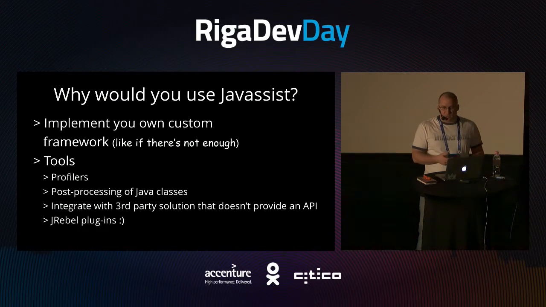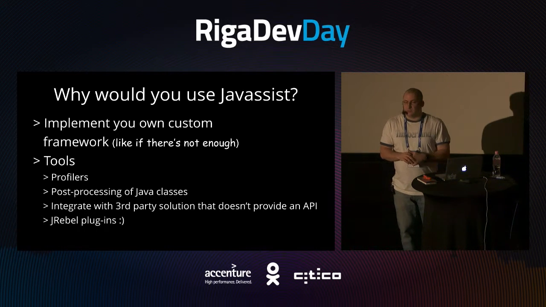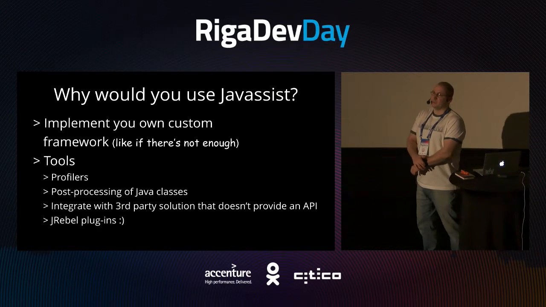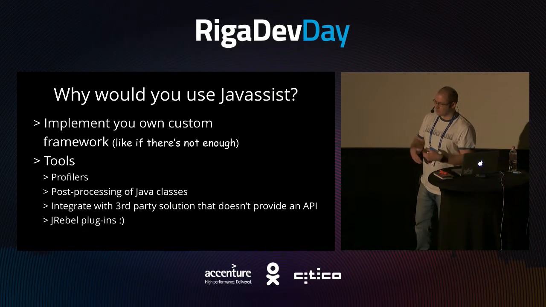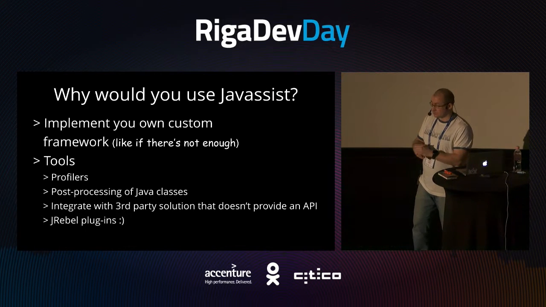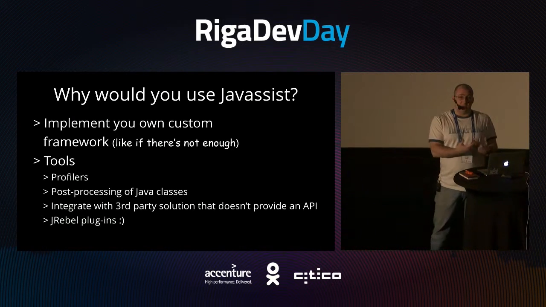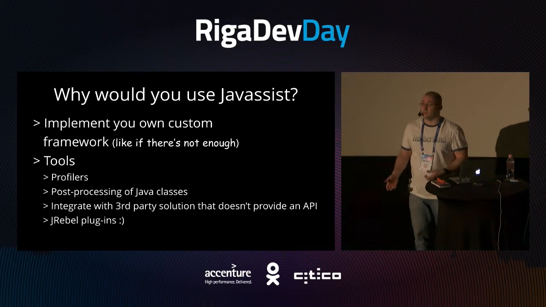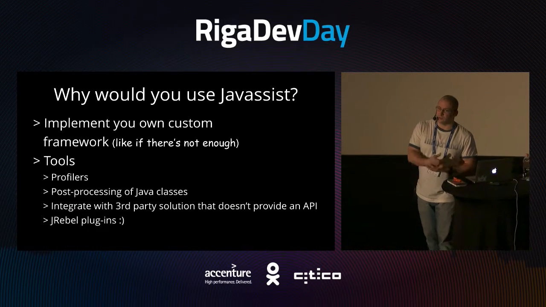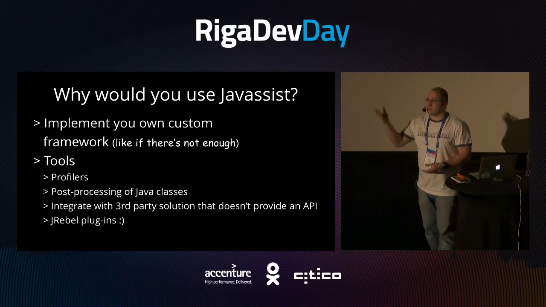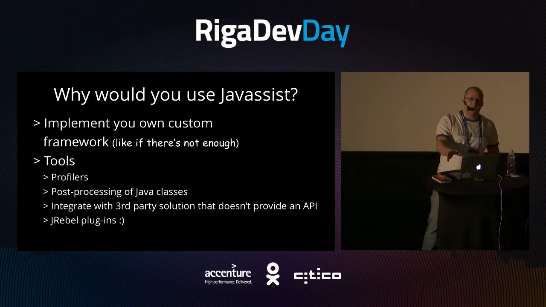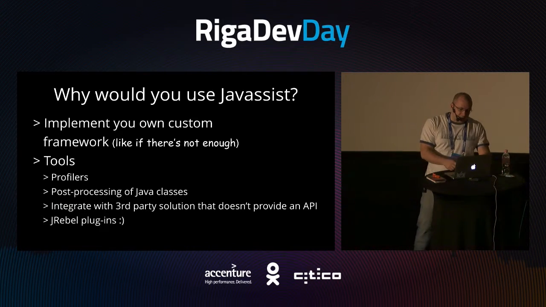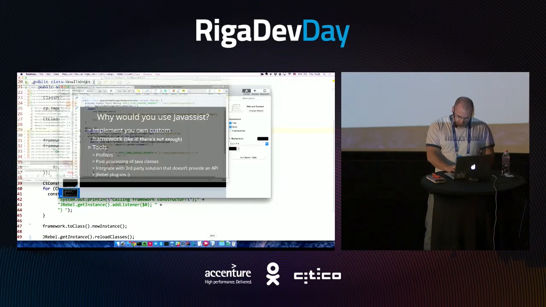Post-processing classes, just some small utilities and so on. But the very interesting use case is when you have a third-party solution, let's say you're a company and you have bought some kind of application that doesn't provide an API for extension. Mostly they do, but sometimes it's just not enough, and you need to quickly react to some changes. The third-party company says, okay, we provide an extension, but it takes too long. But you need this solution right now. In our case, let me just demonstrate it for you.